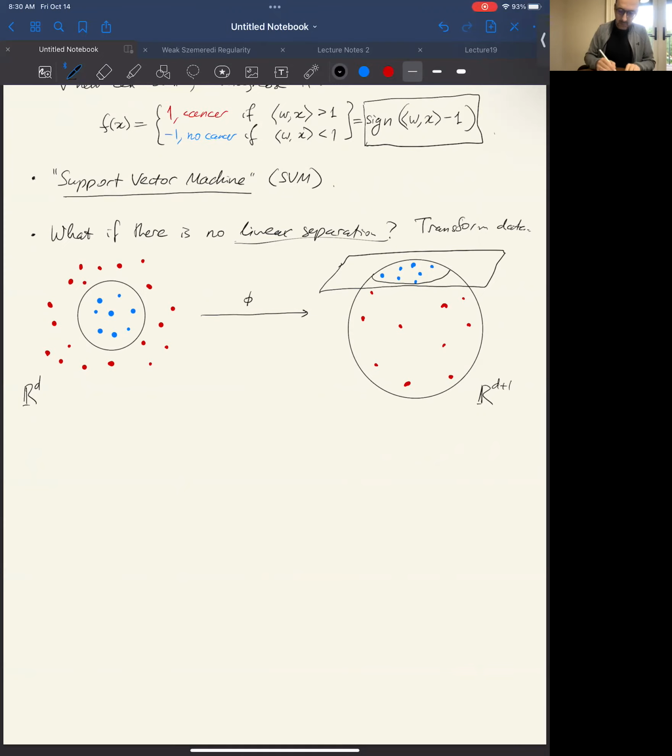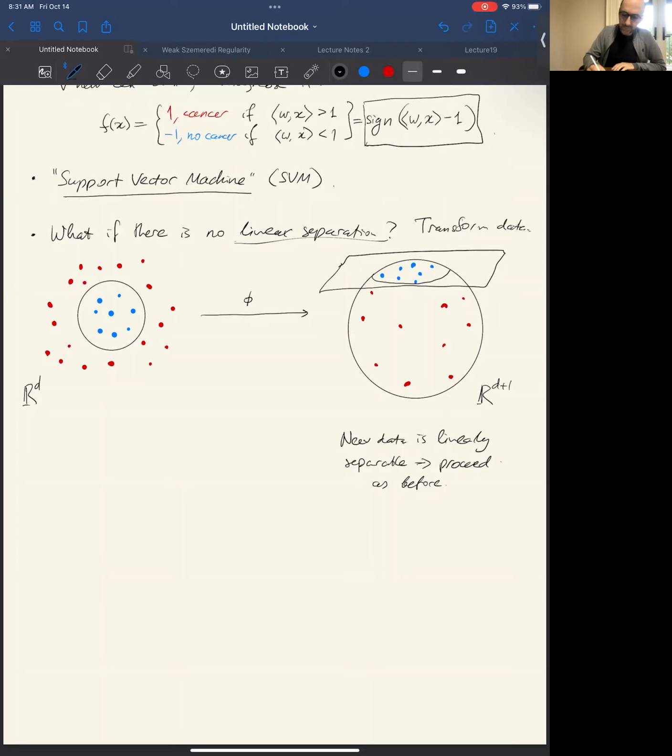Transform the data. So this new data on the right is linearly separable. So we can proceed as before. Just repeat the steps before for the data in dimension D plus 1 and separate them linearly. Okay, is the idea clear?